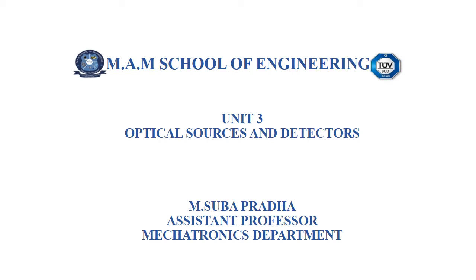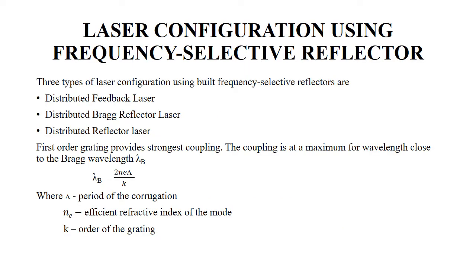Hello, here we are going to see about the Unit 3 continuation. In this topic, we are going to see about the laser configuration which uses the frequency selective reflector and its types. Then we are also going to see about the photo detector types, that is the PIN photo detector and avalanche photo detectors.